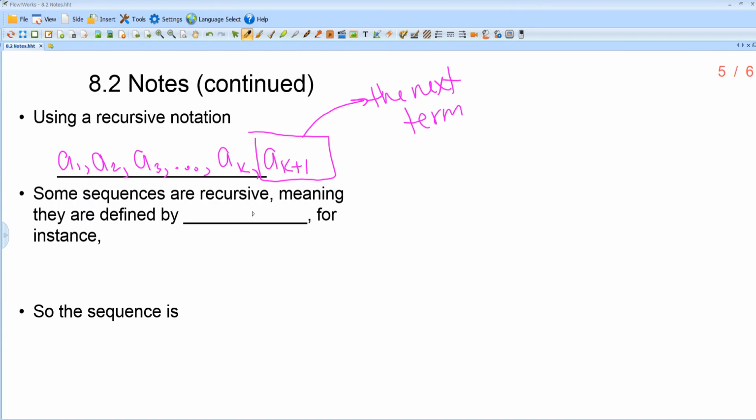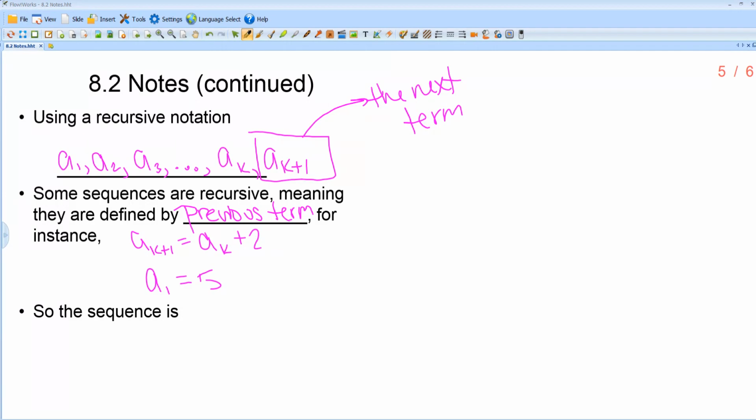So some sequences are recursive, meaning that they are defined not by the term number, but by the previous term. So for instance, if I have a sub k plus 1 is equal to a sub k plus 2, such that a sub 1 is equal to 5, what this is really saying is, okay, I have a first term in my sequence, that's 5, and the next term is equal to the current term plus 2.